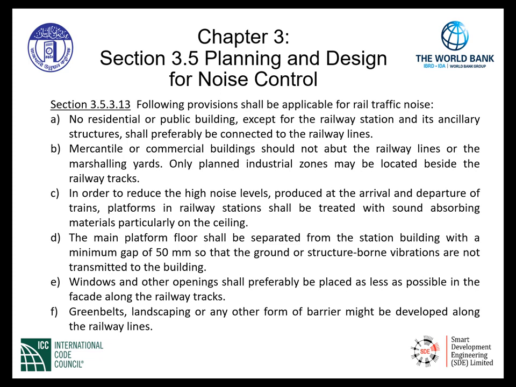Item E, windows and other openings shall preferably be placed as few as possible in the facade along the railway tracks. Item F, green belts, landscaping, or any other form of barrier might be developed along the railway lines.